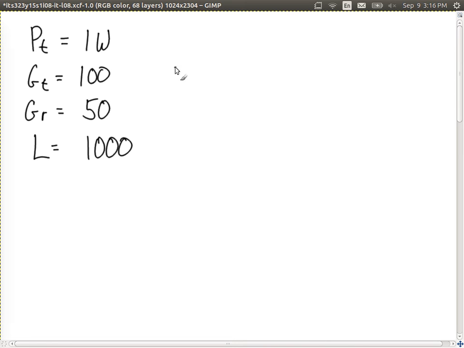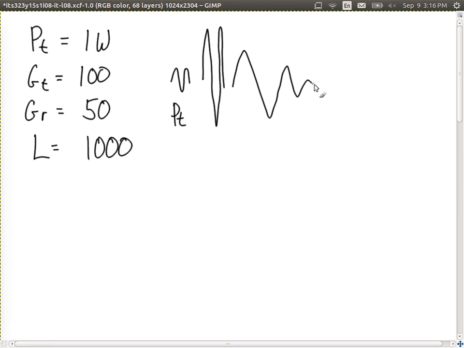So we can think we transmit a signal, and I cannot draw it to scale. We start with a transmitted signal. The transmitting antenna introduces a gain, so it increases the signal strength. Then there's a loss, so that as the signal propagates, it gets weaker and weaker by a factor of 1,000. So this is the gain of the transmit antenna. This is the loss.